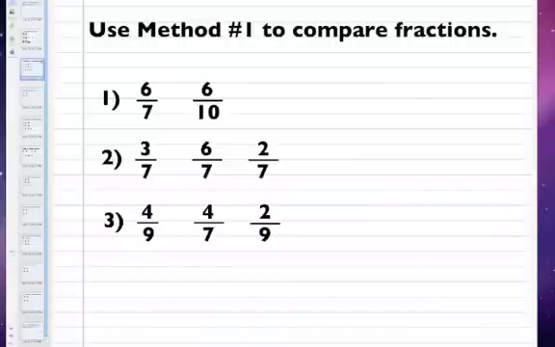I want you to practice using that method to compare the following fractions. Copy problems 1, 2, and 3 in your notebook, and then press play when you're ready to check your work.